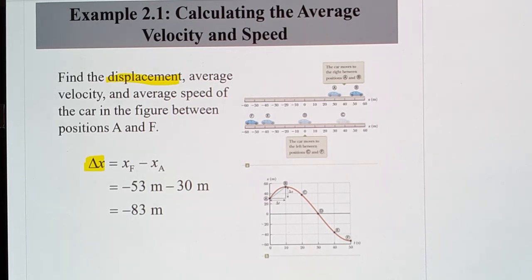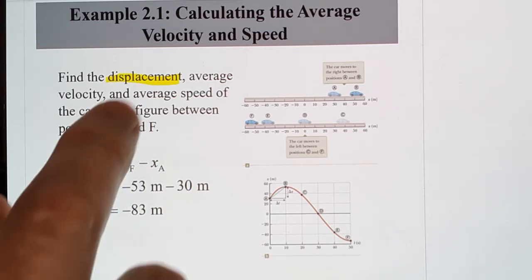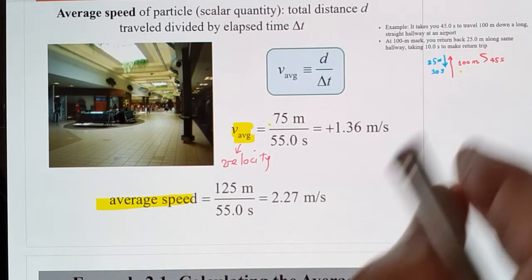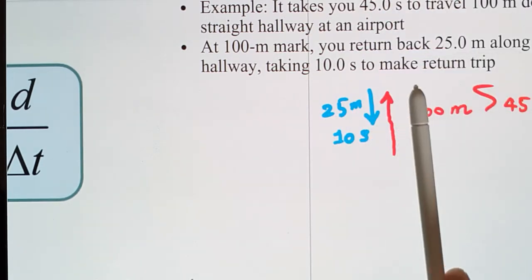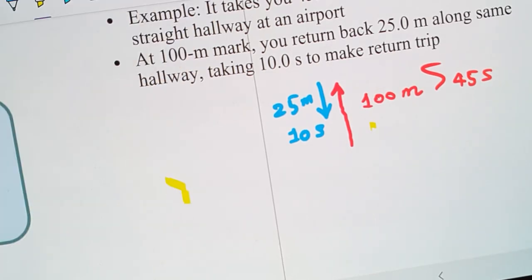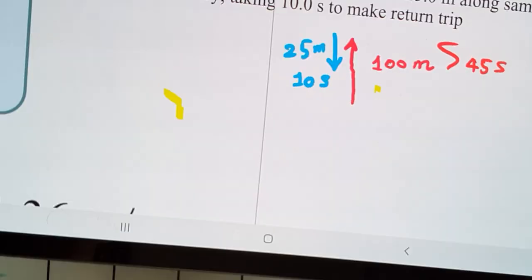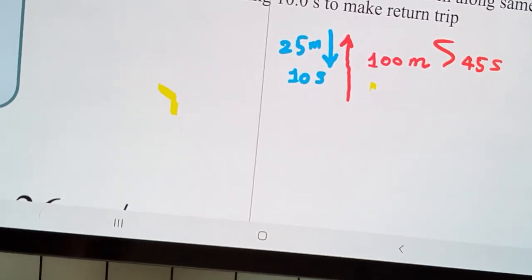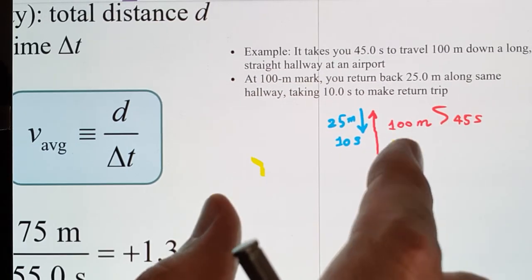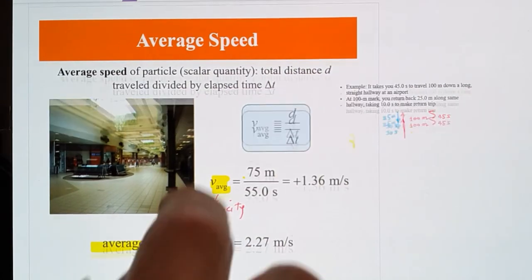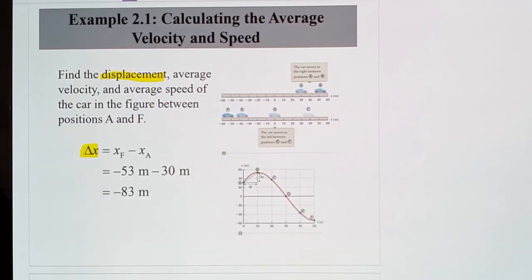Doctor, why 75? 75 because 100 in this direction and then 25 in the opposite direction. Sorry. Yes? Okay. Clear? Okay.